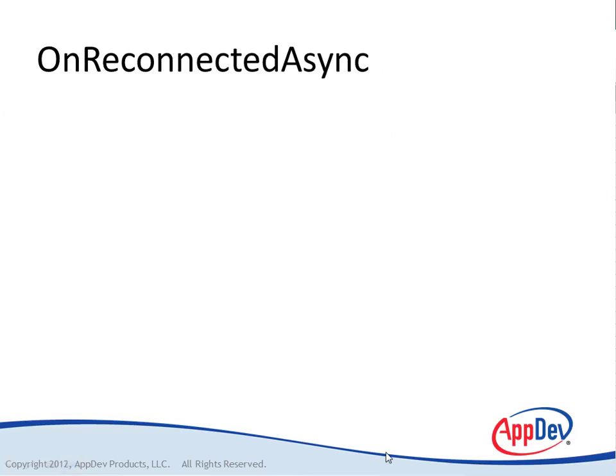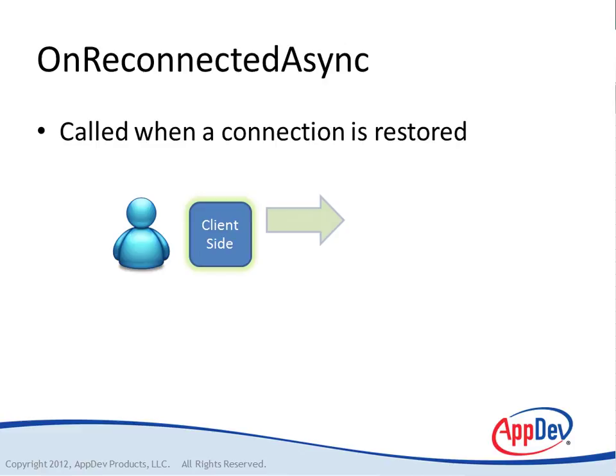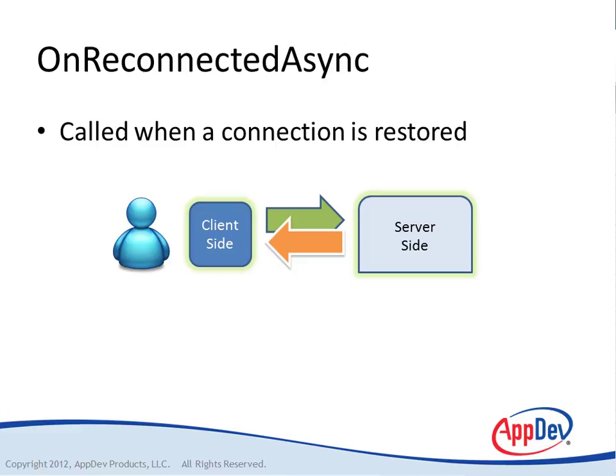The next task that we're going to look at is the onReconnectedAsync task. This is called when a connection is restored to your web application. Here we have a user who has lost connection to the site for whatever reason. Their client side, which is trying to reestablish a connection, is making a request to the server side. So the server side says, hey, you already have a connection, but I lost you, so now you're back. So I'm going to fire the onReconnectedAsync task and do whatever I need to do, and then I'm going to pass you back a message saying you're all good.